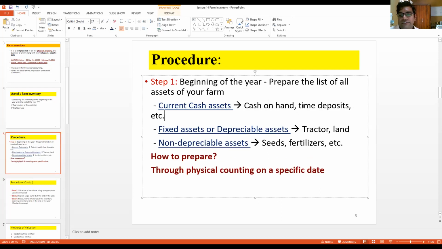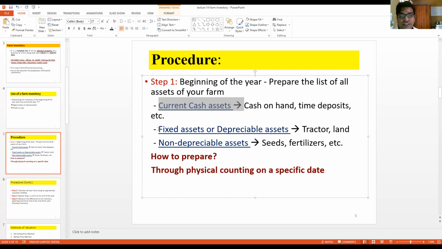So cash on hand, then we have time deposits. Cash on hand means the cash which is readily available to the farmer to meet any emergency situation or to do regular business activity. Then we have time deposits, the amount that the farmer has deposited in the bank or post office as FD or RD. We can also have shares and whatever the farmer has got as current cash assets.